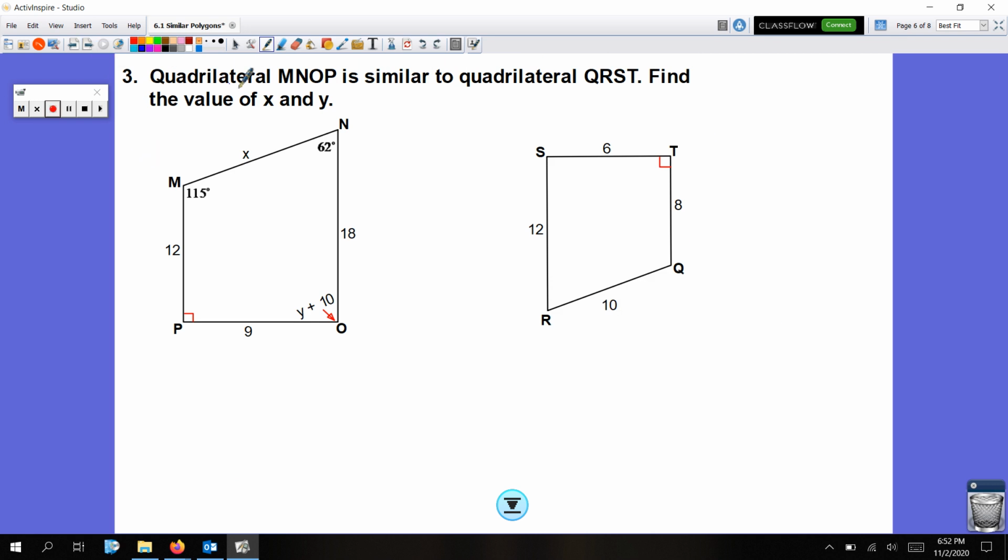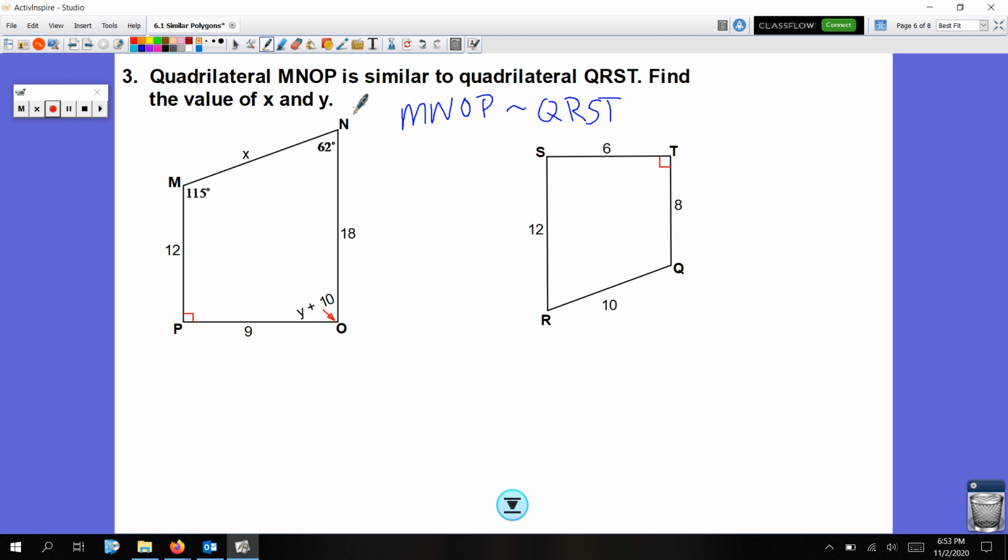Okay, so let's take a look at this quadrilateral. MNOP is similar to quadrilateral QRST. Find the value of x and y. All right, first off, I'm just going to write my similarity statement, right? MNOP is similar to QRST.